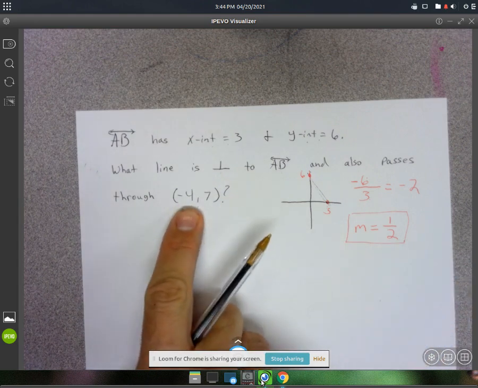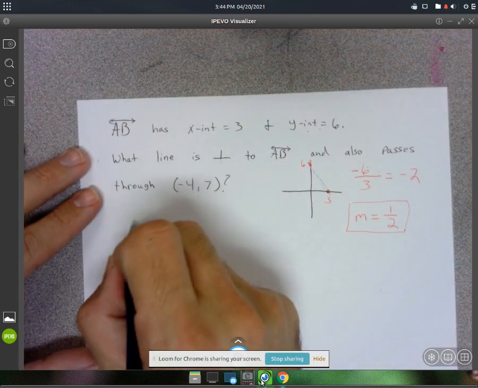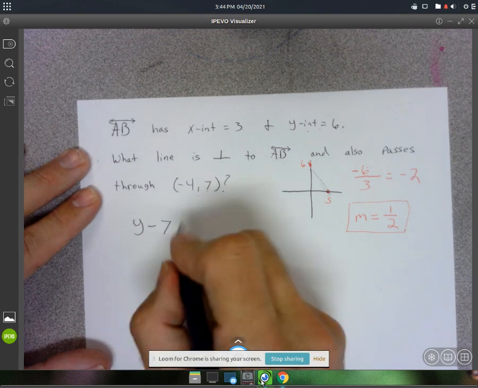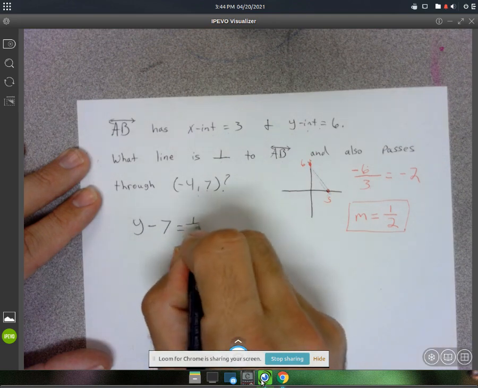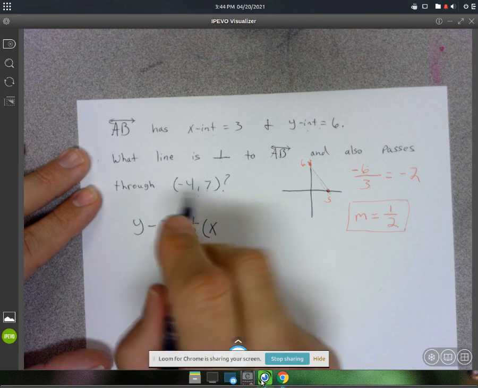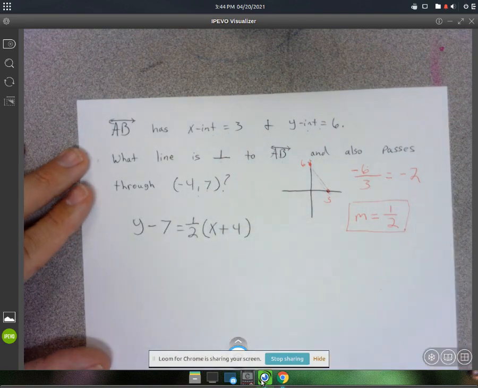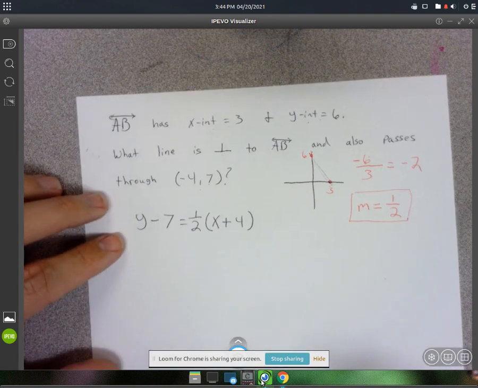There's my point that it has to pass through, and it's going to be just like the others where we plug it into that point slope form. So we're going to say y minus 7 is equal to m, which is 1/2. And then it's x minus, it's going to be x plus 4 this time, I guess, because we changed the signs, you know. And then I got to convert it to slope-intercept form.